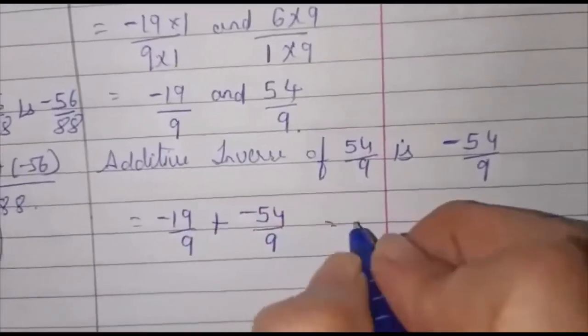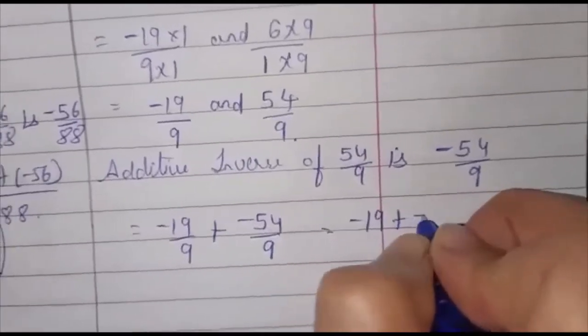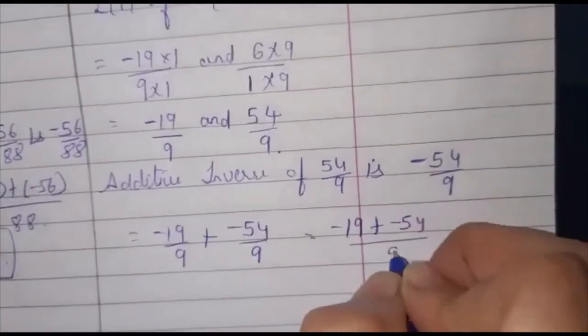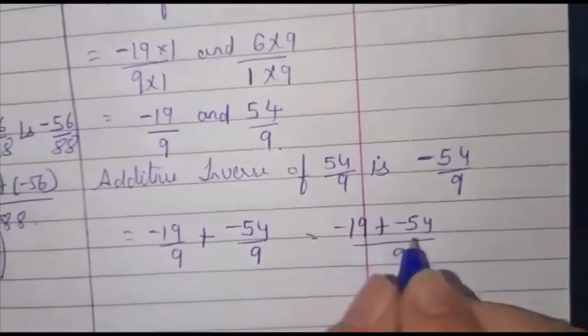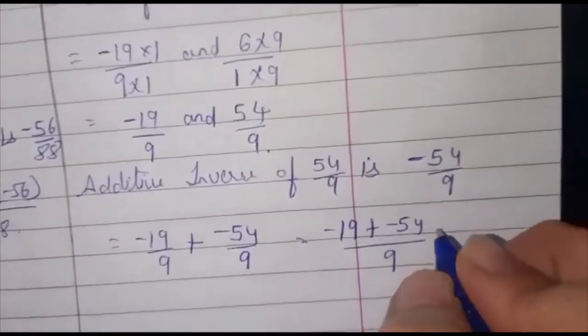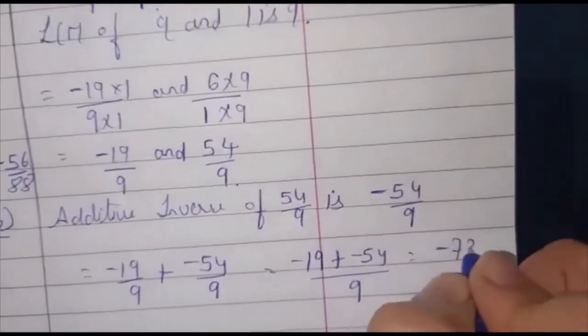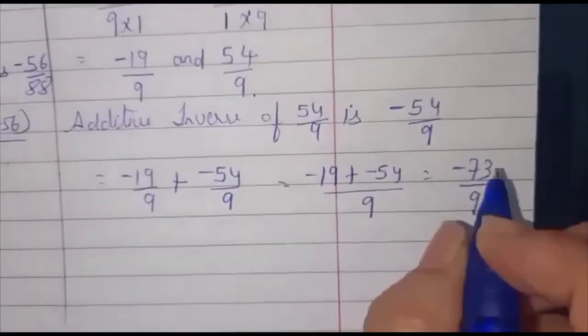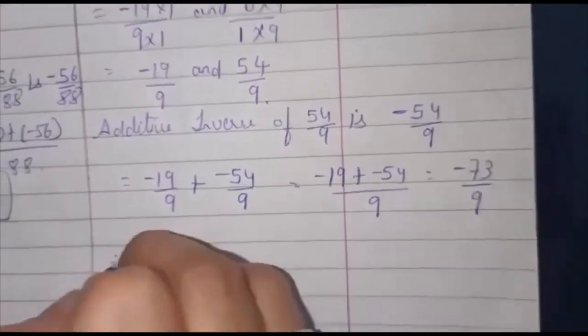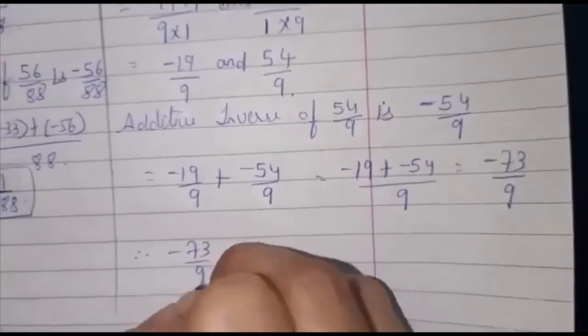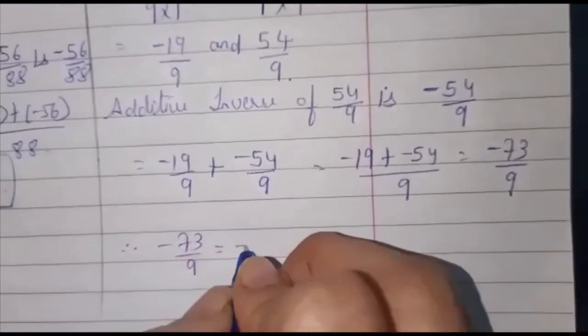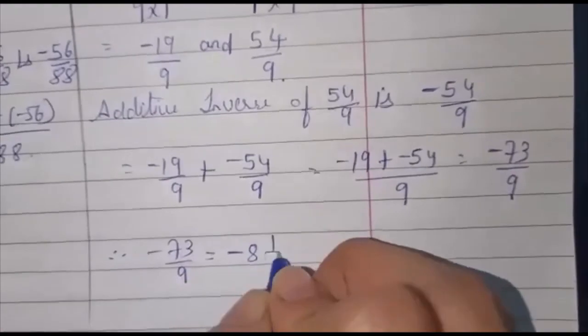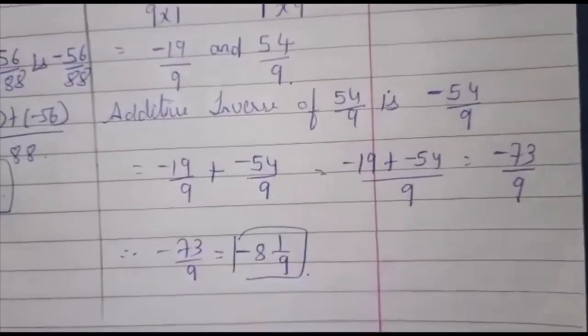Now denominators are same, so minus 19 plus minus 54 upon 9. And we will add both the negative integers, so we will get minus 73 upon 9. Now here also if you see, numerator is greater than denominator, so again we will divide it and we will write the answer as a mixed number. So minus 8 integer 1 upon 9 is the answer.